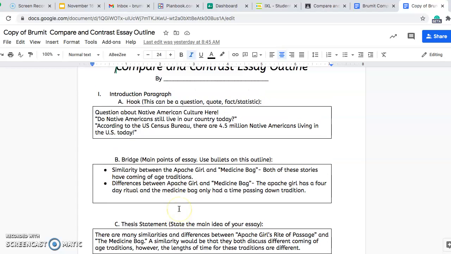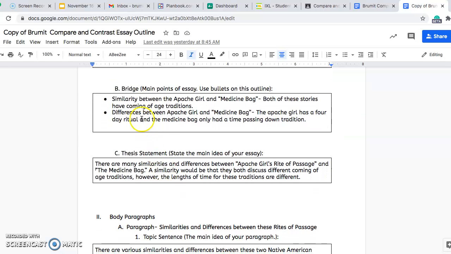Okay, so let's continue on here, and with these, make sure that you're thinking very hard about what is similar and what is different between the Apache Girl selection, the story that we read, and the Medicine Bag as the short story about Martin. Putting down that they're similar because they're both Indian tribes is not going to really cut it, because that does not mention anything about our selections. It should be relevant to what we read. Okay.